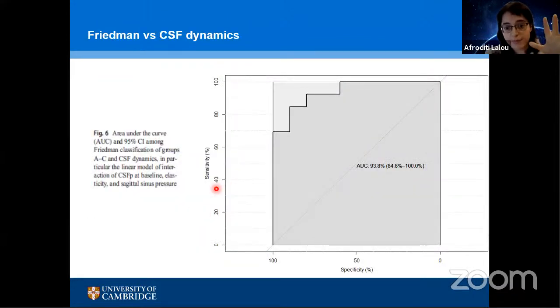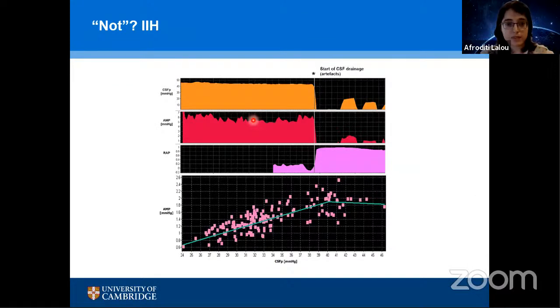Now, the Friedman classification in comparison with our infusion test showed that there is a correspondence in the patterns of both the CSF dynamics and the clinical presentation and clinical classification. However, it was not 100% agreement. What we did notice were, for example, some children, we saw an example earlier, but this is a child that was classified as no IIH. However, we see here a pressure of over 40 millimeters of mercury that can be quite concerning.